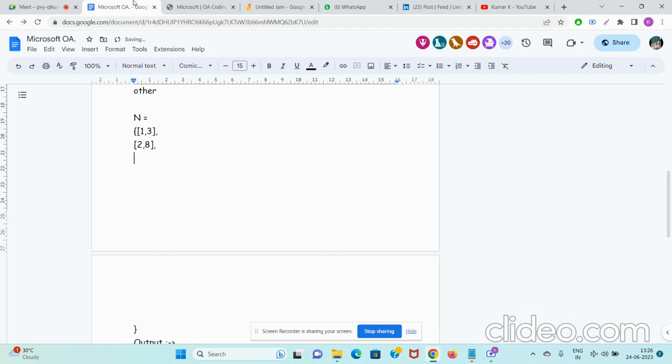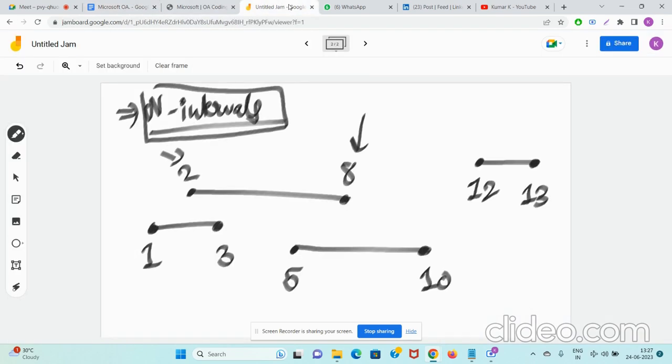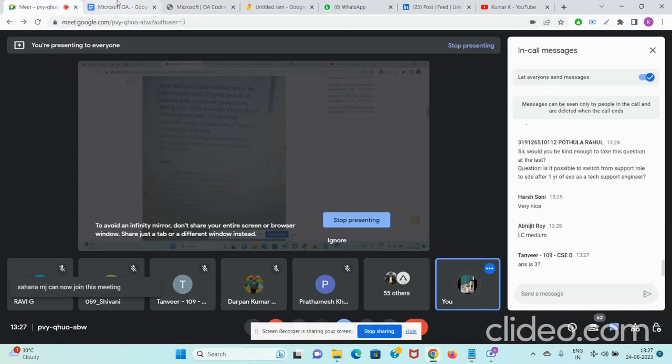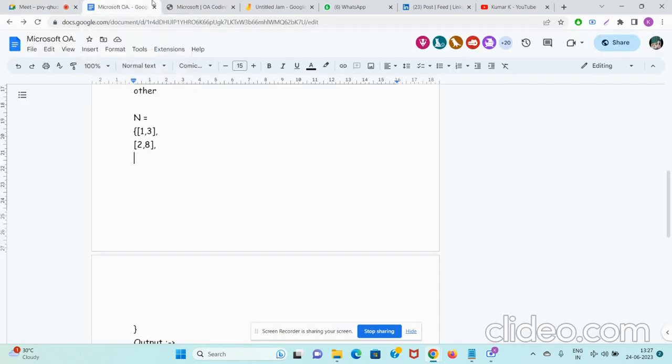Another interval given to us is 5 to 10, then 12 to 13.